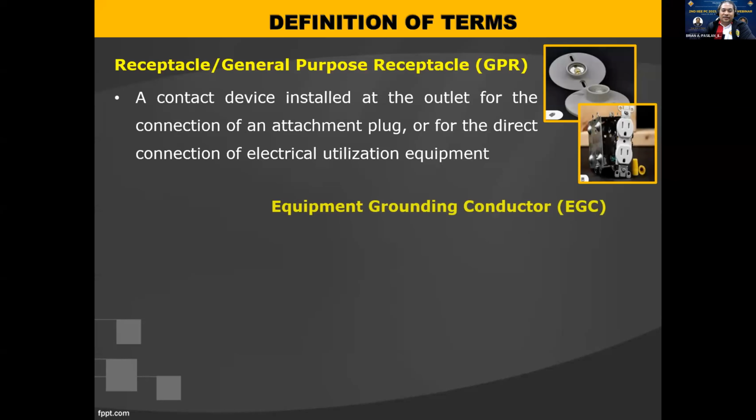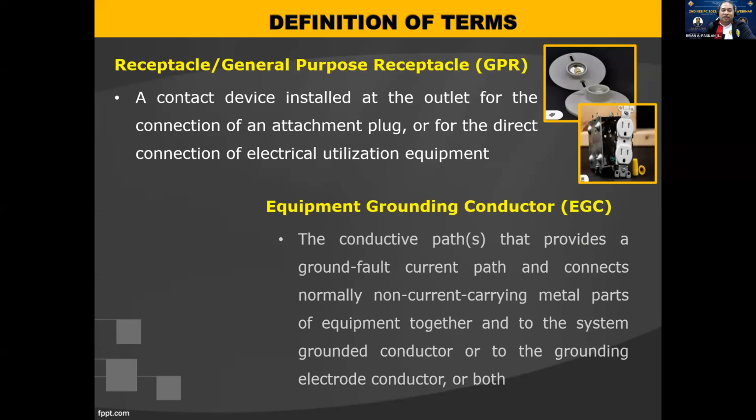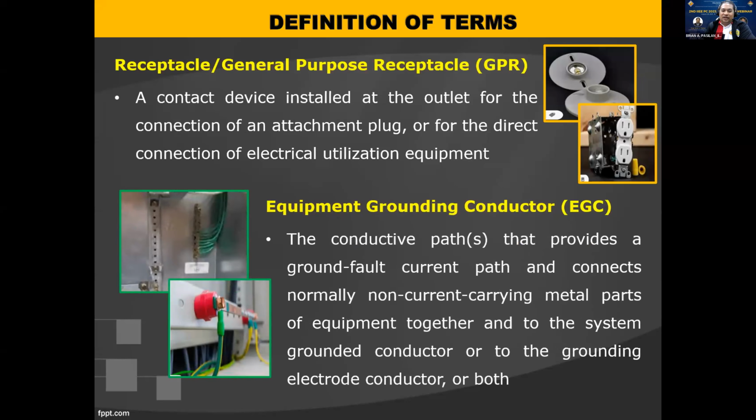Okay? So another term is the equipment grounding conductor. So we all know yung green na wire, no? So as per definition, it is the conductive path that provides a ground fault current path, no? So normally, kung walang fault, walang ground fault, walang kuryenteng dadaloy dyan sa wire na yan. So it's just an effective ground fault path return, no, from the faulted point back to the source para it will help in the operation of our protective devices na magtitrip siya.